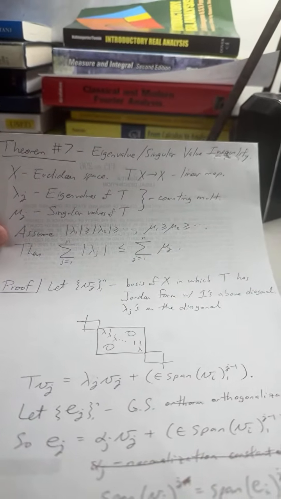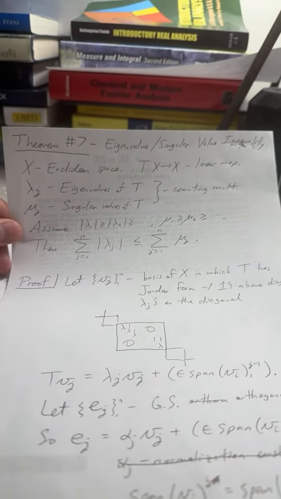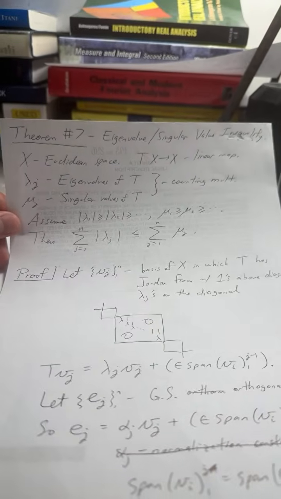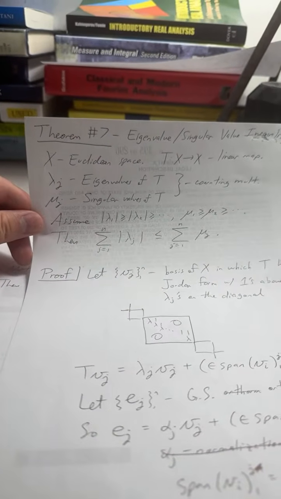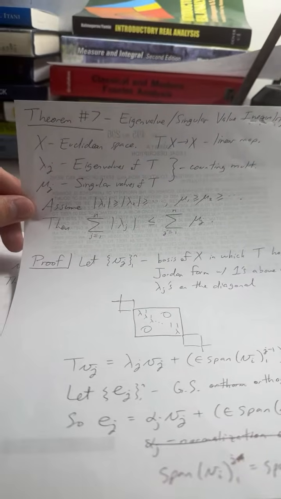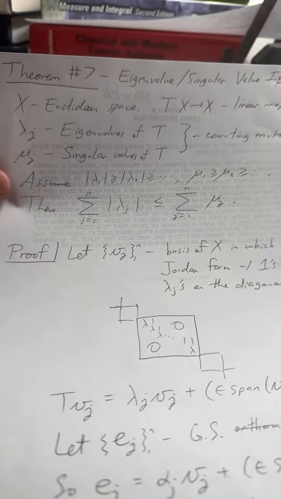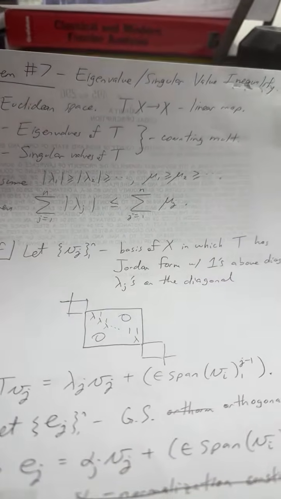Theorem 7, eigenvalue, singular value, inequality. X is a Euclidean space. T is a linear map from X to X. You have eigenvalues of T, singular values of T. You count their multiplicity. You assume you have this ordering. And you want to prove that the sum of absolute values of lambda j's is bounded above by the sum of the singular values.